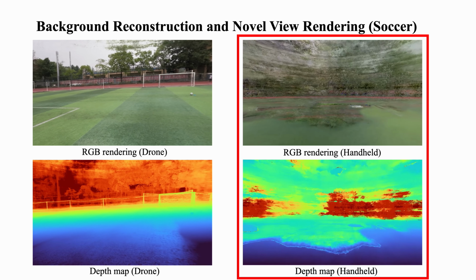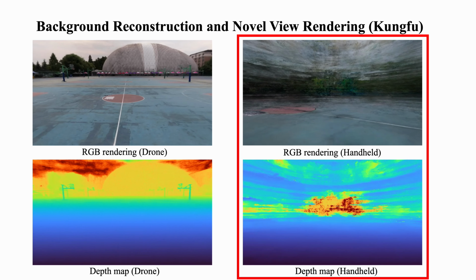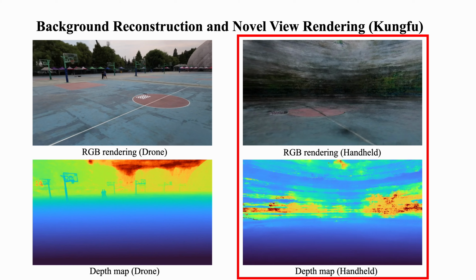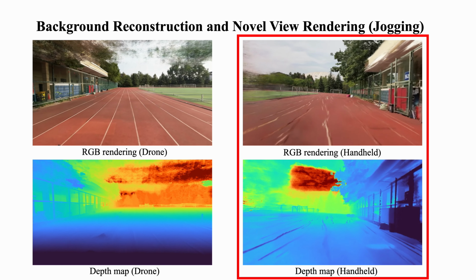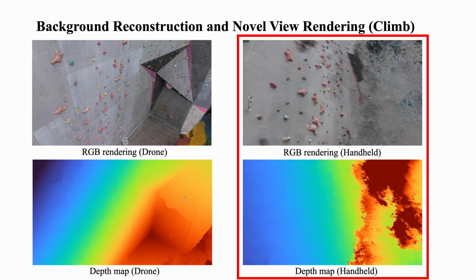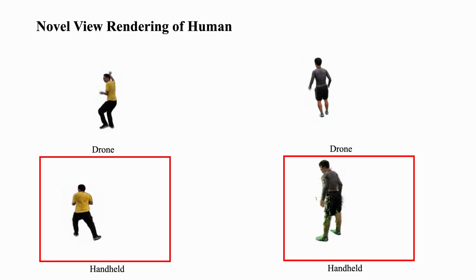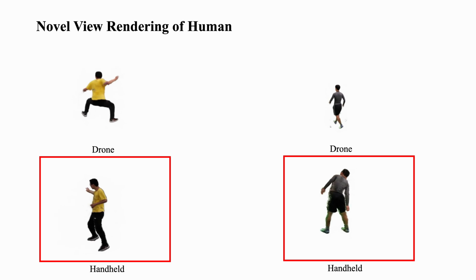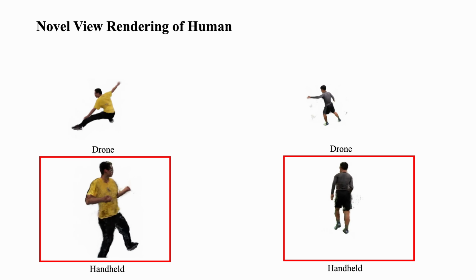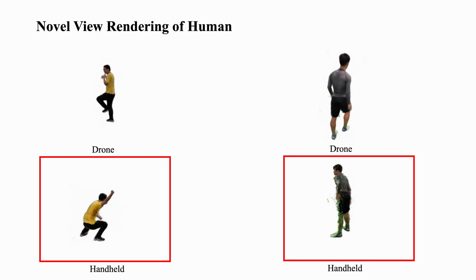We render 360 degrees free viewpoint videos with depth map to evaluate the 3D scene reconstruction, and our drone-based method outperforms the handheld one with more detailed reconstruction and smoother depth. In human reconstruction, due to the limited observation angles using handheld method, it fails to reconstruct human completely, and some parts of the human could contain the background color during rendering.